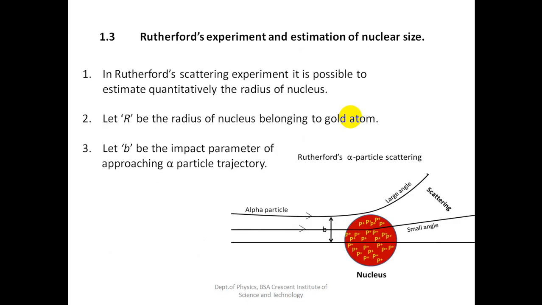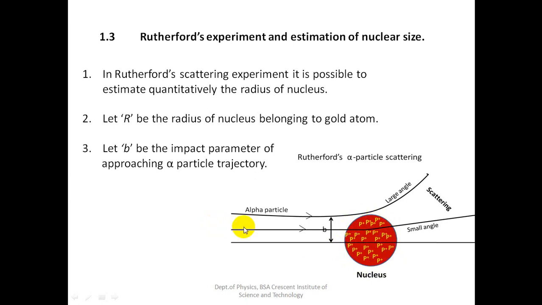The whole experiment is detailed in such a way. It has a small derivation here. Let's go ahead with this experiment by Rutherford, the estimation of the nuclear size. In the Rutherford scattering experiment, it is possible to estimate quantitatively the radius of the nucleus. We are going to consider the nucleus to have a lot of positive charges. We don't talk about neutrons here because they do not have any charge. So we consider only the distribution of protons inside the nucleus.